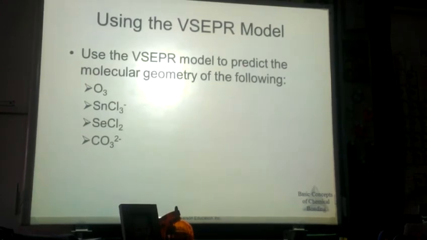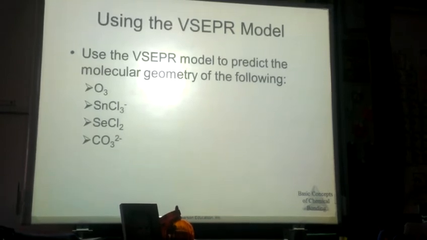Okay, use the VSEPR model to predict the molecular geometry of the following. So we have ozone, O3, we have SnCl3-, SeCl2, and then CO3 2-. I'd like you to try these four for me, and then we'll look at those at the beginning of class before we do practice using VSEPR and electron domains and bond angles.